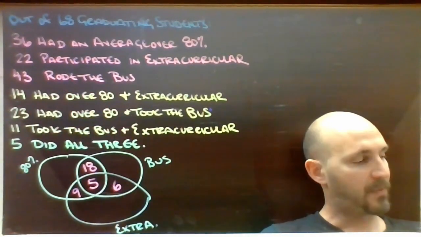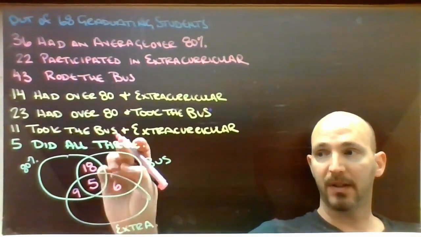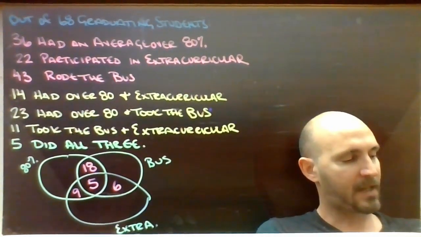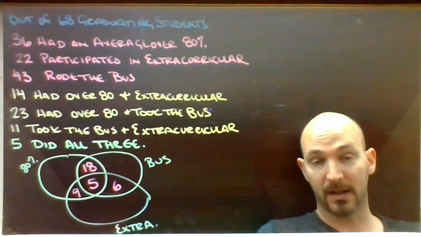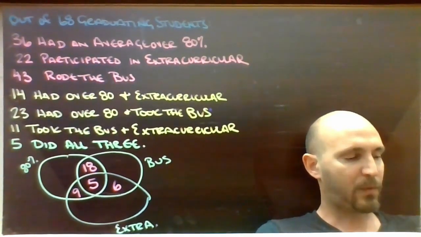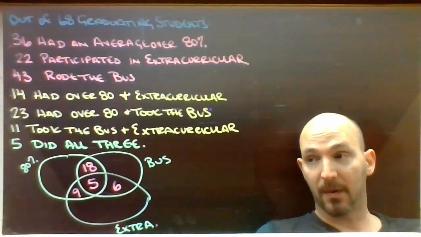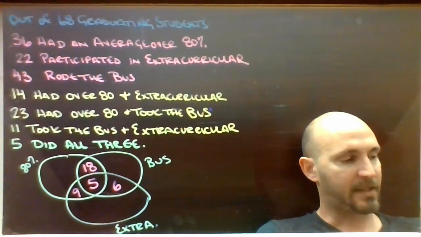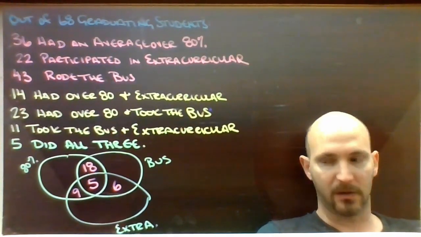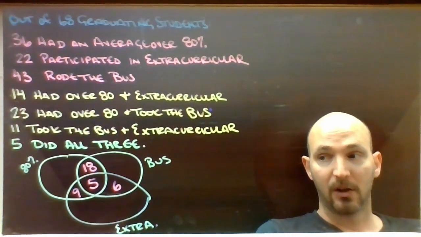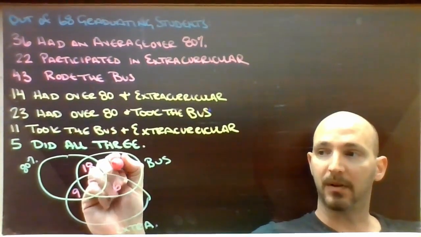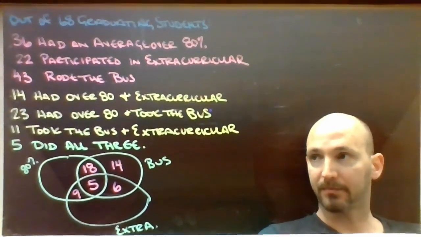Now if 43 people rode the bus, that's 43 people in this particular section here. But again, you can see that some of them have already been sorted, and we can't be double counting them. So if I take those 43 people who claim to ride the bus, and I take out the people who rode the bus and got 80%, so take those 18 out. And if I take out the 6 who rode the bus and did extracurriculars, and I take out the 5 that did all 3, I end up with 14 people unaccounted for.